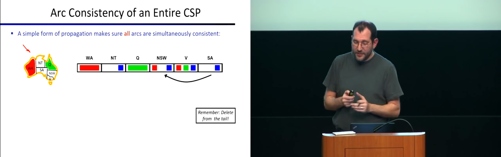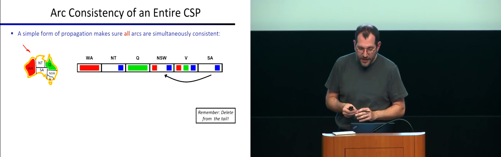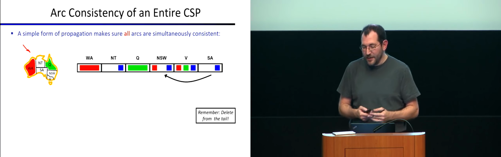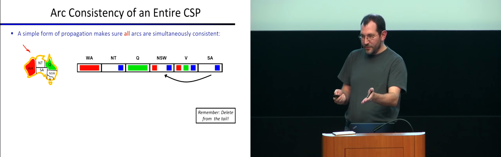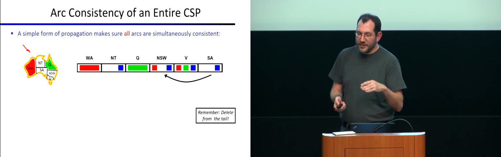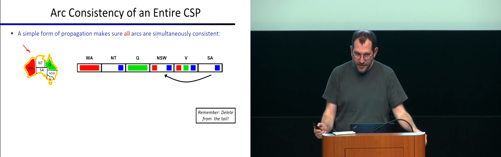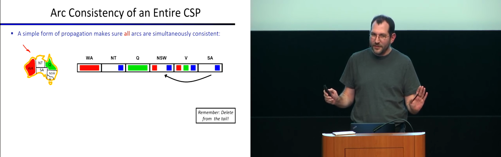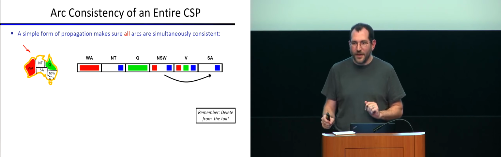I can look at other arcs. So here, SA to NSW, they also share a border. I can look at SA and say, well, there's only one thing in its tail, which is blue. Is there an extension to NSW that is legal? Yeah, red. What about blue? Well, blue is really about the other direction. So in this direction, the arc is consistent. Everything is fine. But if we visit the other direction, we might get a different answer.